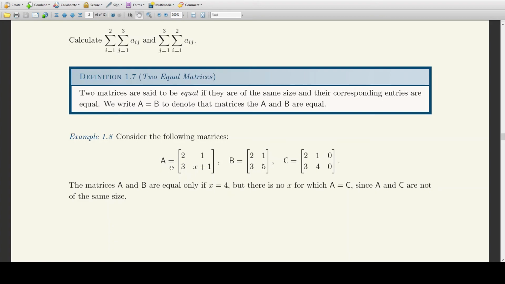But can I make A equal to B by fine-tuning X? Yes, because first of all, both of them are 2x2, and they actually share three entries, 2, 1, and 3. So what I have to choose for X is just 4. If I choose X to be 4, then it becomes equal to this matrix B. Is that clear?